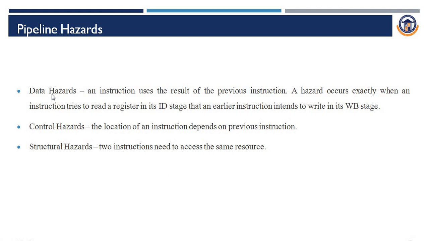What are the different types of hazards? Data hazards, control hazards, and structural hazards. A data hazard is when an instruction uses the result of a previous instruction. Control hazards: you move the control to some other location, so the location of an instruction depends on the previous instruction. Structural hazards: two instructions need to access the same resource.